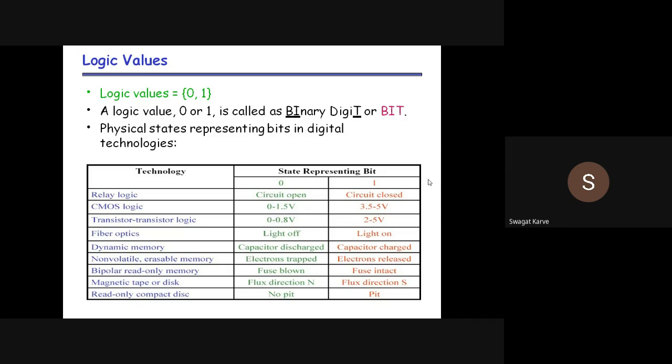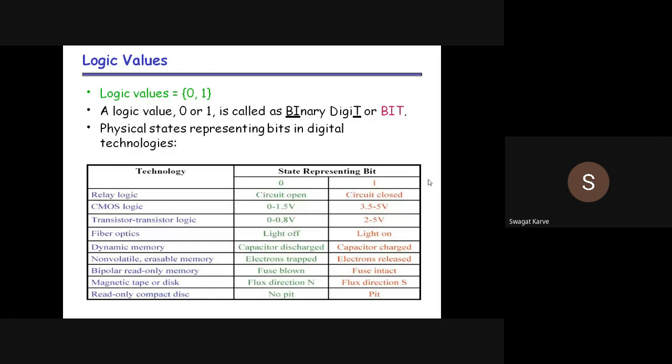Then what can you say about non-volatile or erasable memory? Whenever there are electrons trapped, then you can say it's a logic 0. When electrons are released, that means there is some sort of current flowing, or voltage transfer, then you can say it's a logic 1. For a bipolar read only memory, if the fuse is blown, that means the fuse is open, then it's a logic 0. And if the fuse is intact, that means the fuse is closed, then it's logic 1.